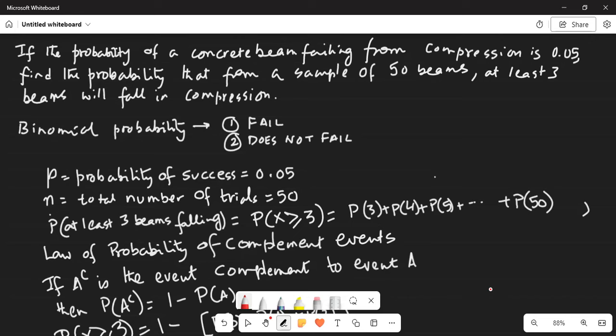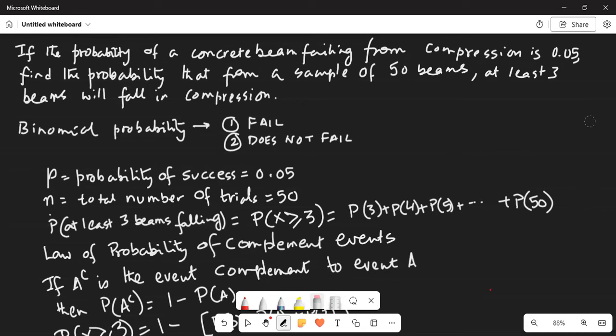I want to find out the probability of at least 3 beams failing. Now, 3 beams failing means it can be starting from 3 anywhere up to 50. So probability of 3 plus probability of 4 plus probability of 5 all the way up to probability of 50. Why am I adding these probabilities? Because they are independent events. Either 3 can fail, or 4 can fail, or 5 can fail, or 6 can fail, up to 50. That's why I add all the probabilities of the individual events.